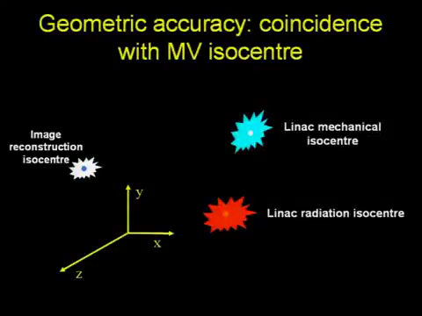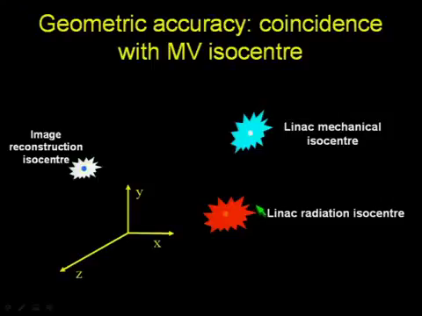Now, in my opinion, the dimension of quality that new users should be particularly wary of is geometric accuracy with image guidance systems. Essentially, it means: is the reconstruction isocenter coincident with the treatment isocenter? And this is a cartoon to show a little bit what is happening.